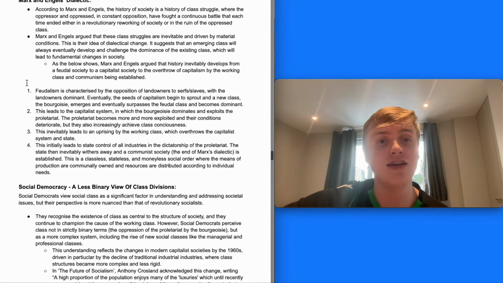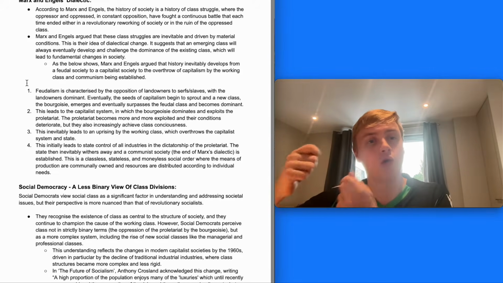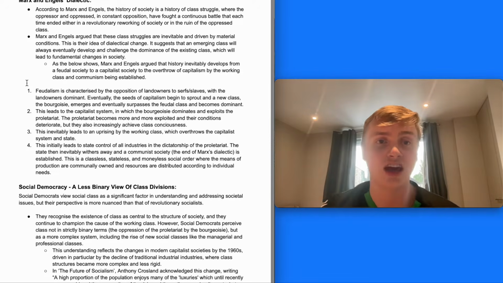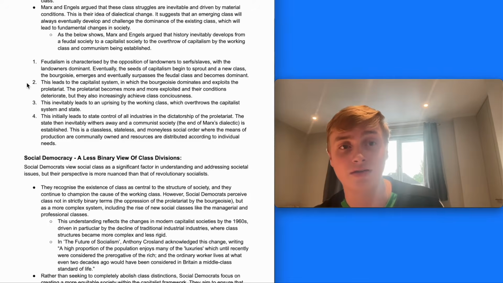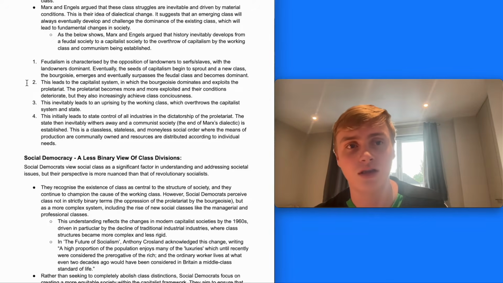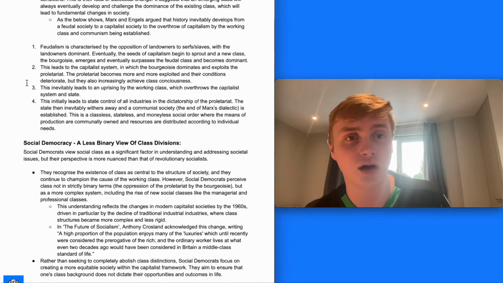And this is the idea of dialectical change: dialectic is the idea of two groups ultimately battling to cause ultimate change in society. They believe that the emerging class will always eventually develop and challenge the dominance of the existing class, which will then lead to a new society and fundamental changes in society.